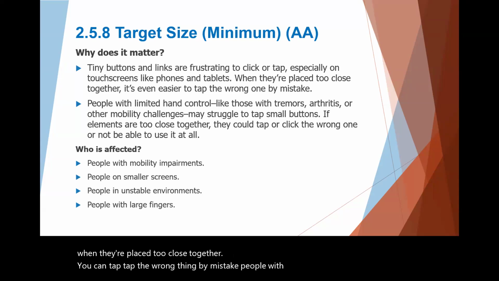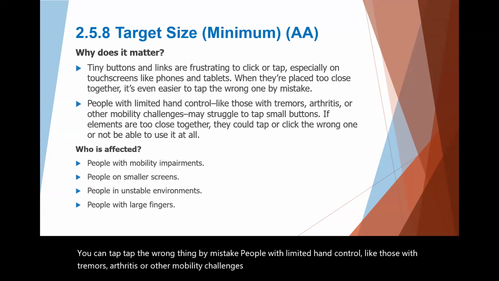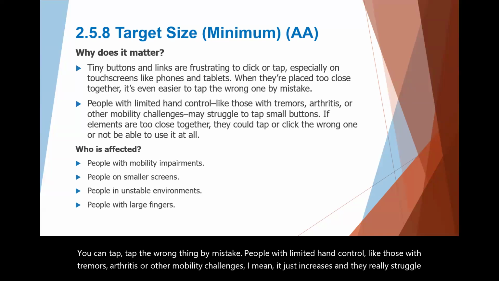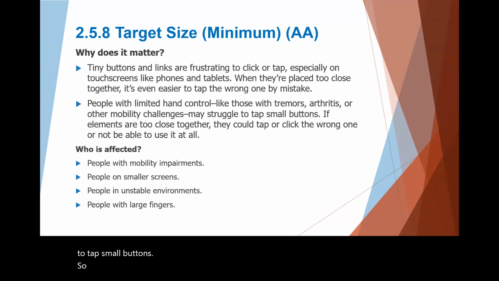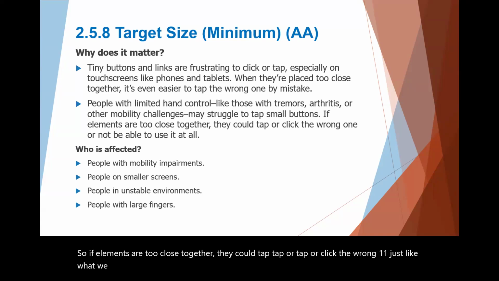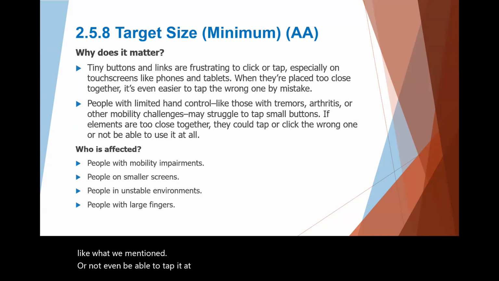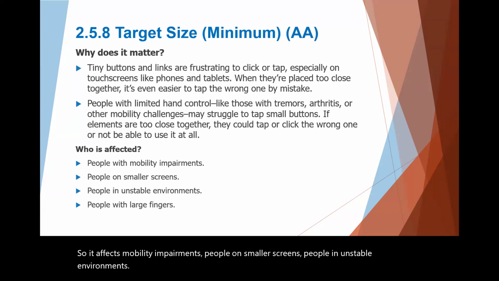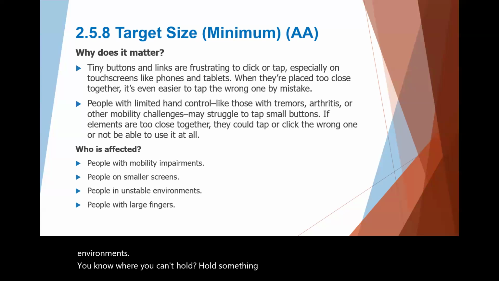People with limited hand control, like those with tremors, arthritis, or other mobility challenges, it just increases. And they really struggle to tap small buttons. So if elements are too close together, they could tap or click the wrong one, just like what we mentioned, or not even be able to tap it at all. So it affects mobility impairments, people on smaller screens, people in unstable environments where you can't hold something still, and people with large hands and fingers.